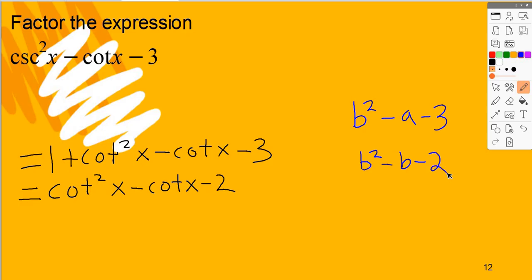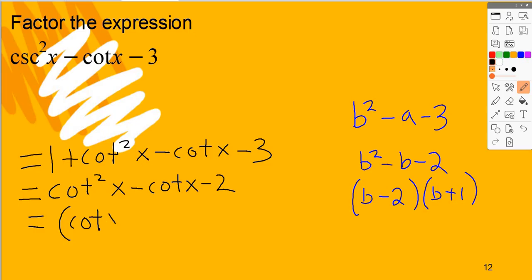So our leading coefficient is 1, so that makes it a little bit easier. So what multiplies together to give us negative 2 that adds together to give us negative 1? Negative 2 and 1. Correct. Negative 2 and a positive 1. But just like before, I want my cotangent to take the place of my variable.